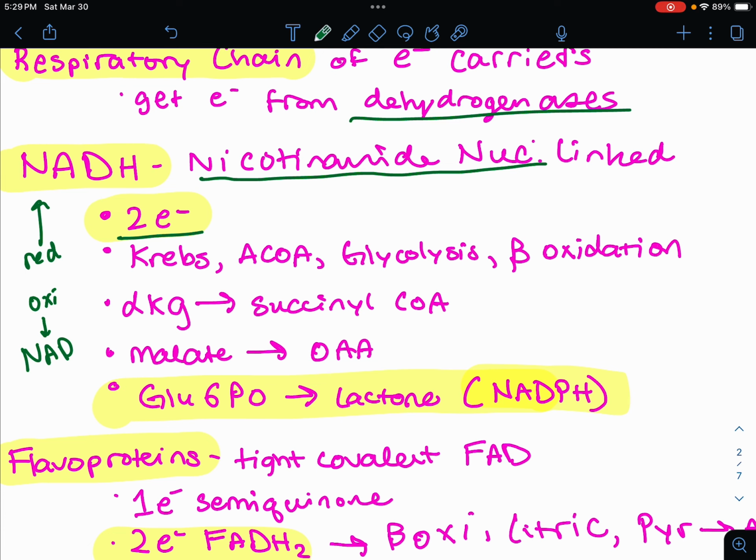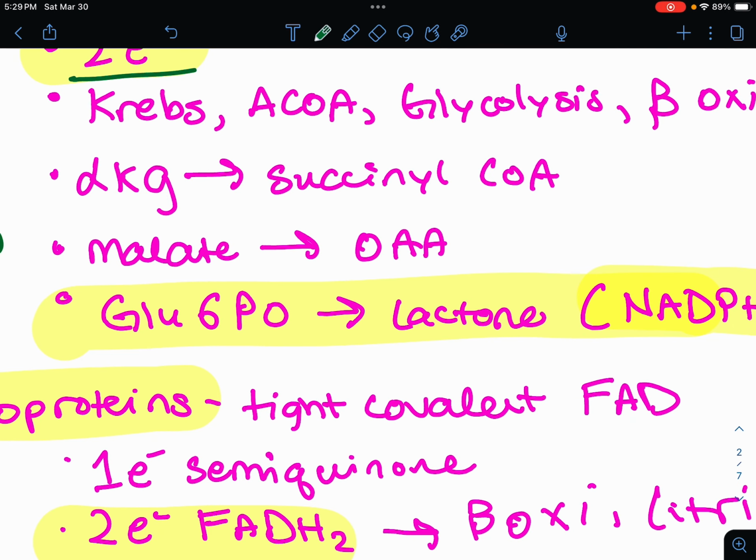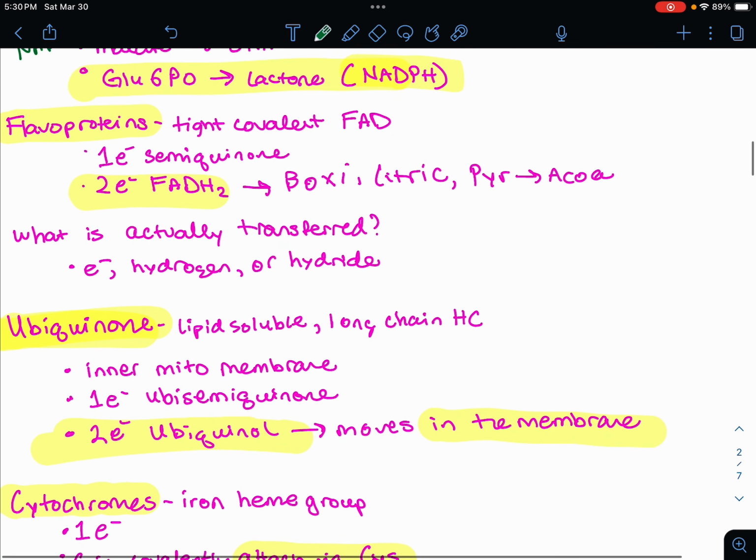Okay, let's go to the reactions where you could get some NADH. You could have it from the Krebs cycle, the formation of acetyl-CoA, glycolysis, or beta oxidation. An example of a reaction that's catalyzed by NADP or NAD dehydrogenases would be the alpha-ketoglutarate becoming succinyl-CoA, malate becoming oxaloacetate, or glucose 6-phosphate becoming the lactone in the pentose phosphate pathway. This one has NADPH.